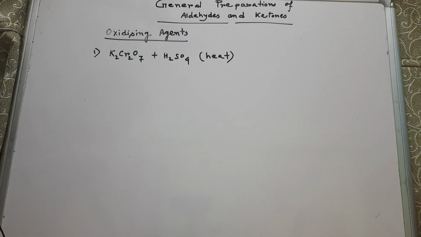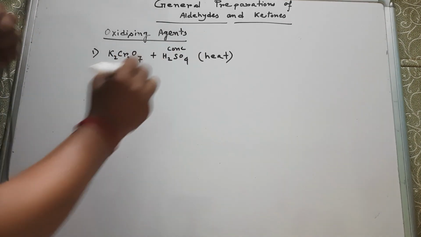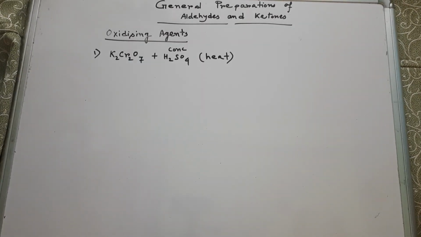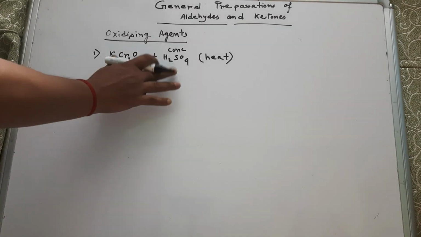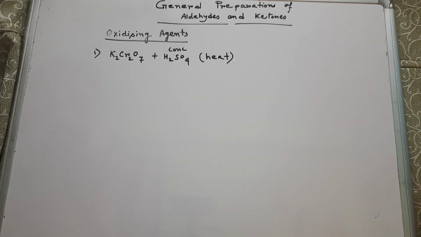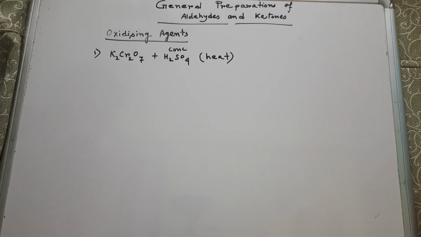Okay, and this is concentrated potassium dichromate plus concentrated H2SO4 in presence of heat. This is a very good oxidizing agent, and it is capable of oxidizing primary alcohol to aldehyde and secondary alcohol to ketones.